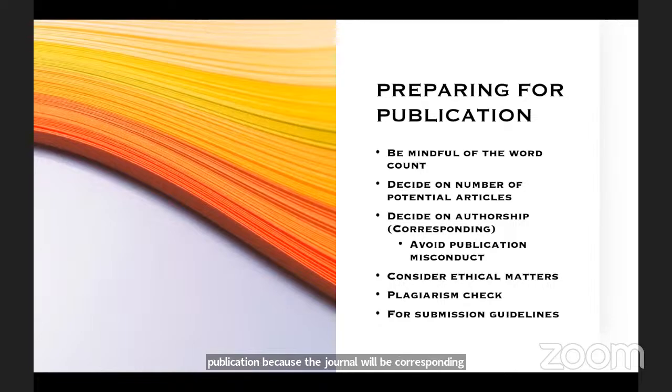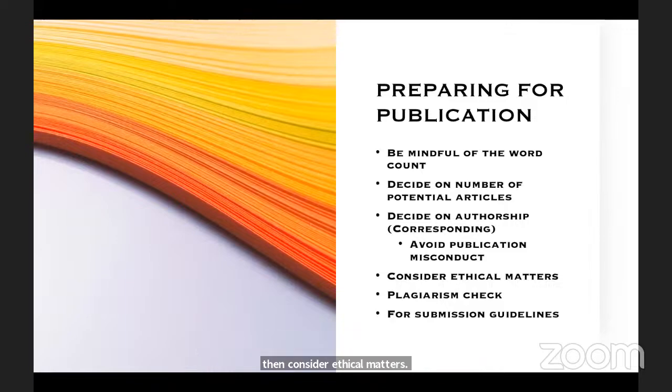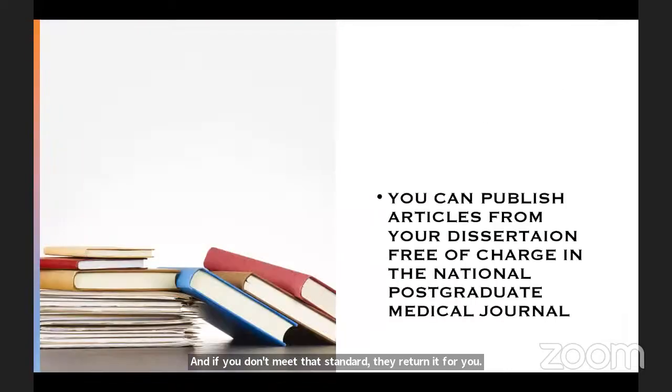Very, very important. Then consider ethical matters. Make sure you have ethical approval. Some journals will look for ethical approval before they publish. Plagiarism check, you cannot overemphasize that. Most journals have plagiarism checkers, and when you submit an article, that's the first thing they do. And if you don't meet their standard, they return it to you. And then follow their submission guidelines.